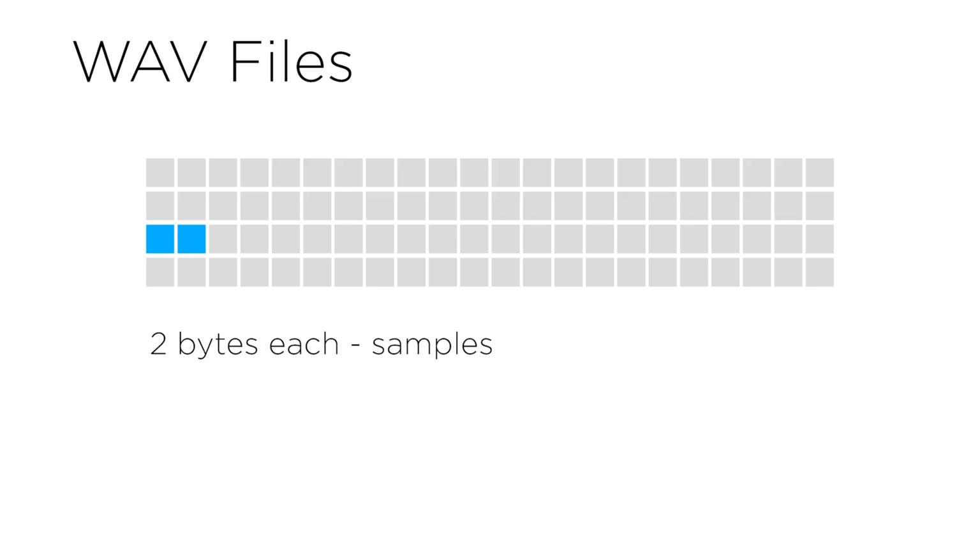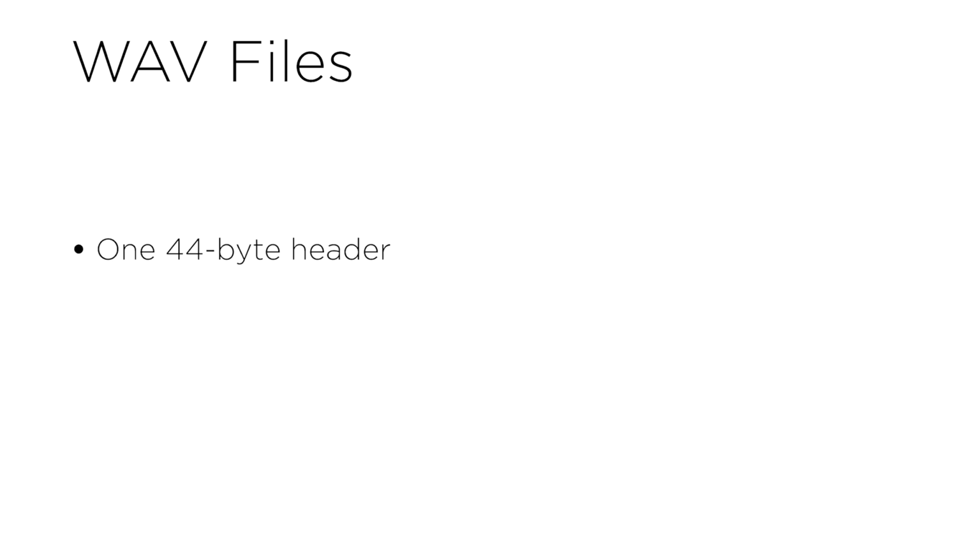After the 44-byte header are 2-byte samples of audio. Many of these 2-byte samples of audio repeated back to back to back, where each of these 2-byte samples represents the value of some audio waveform at a particular point in time. So ultimately, your WAV file is going to consist of one 44-byte header, followed by many of those 2-byte samples.